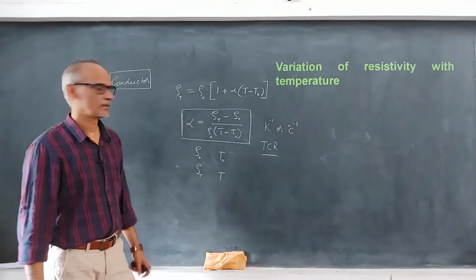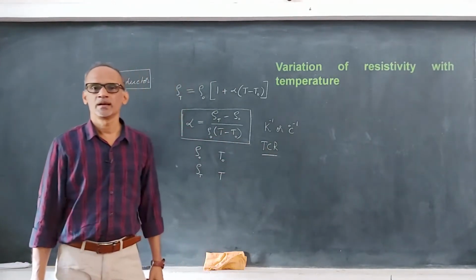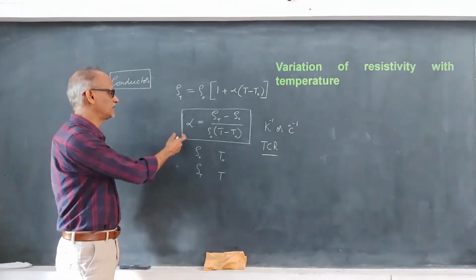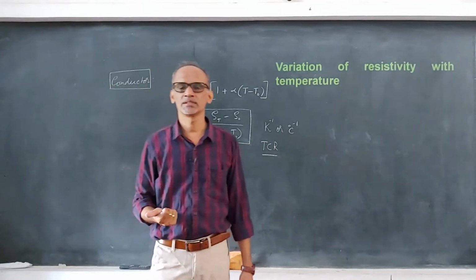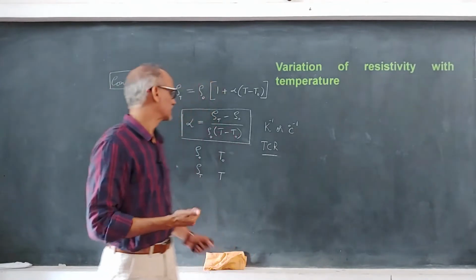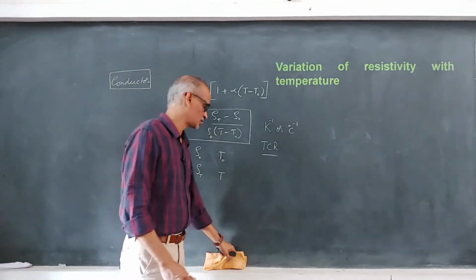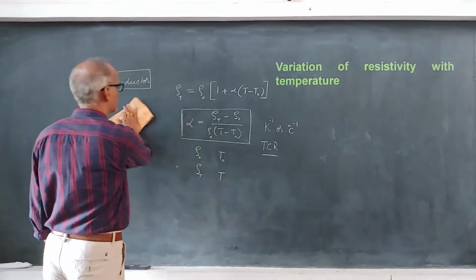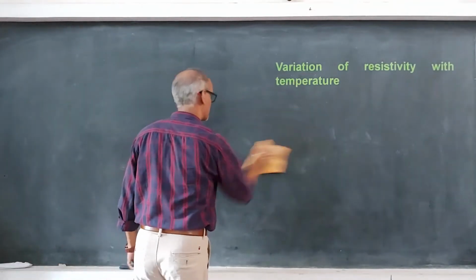So, what do we call that? Temperature coefficient of resistivity. And lesser the value of temperature coefficient of resistivity means less variation in the resistance. Greater the value of temperature coefficient of resistance means more is the variation of the resistance with the temperature. Now that is in the case of conductor.